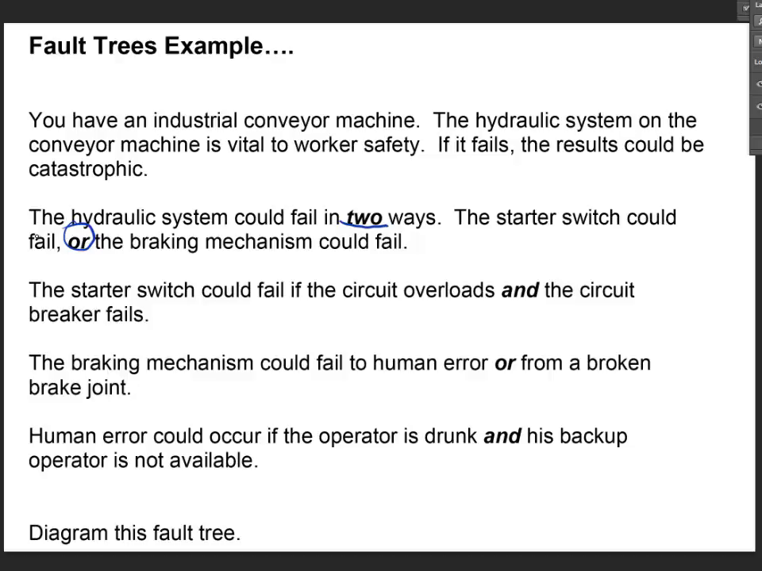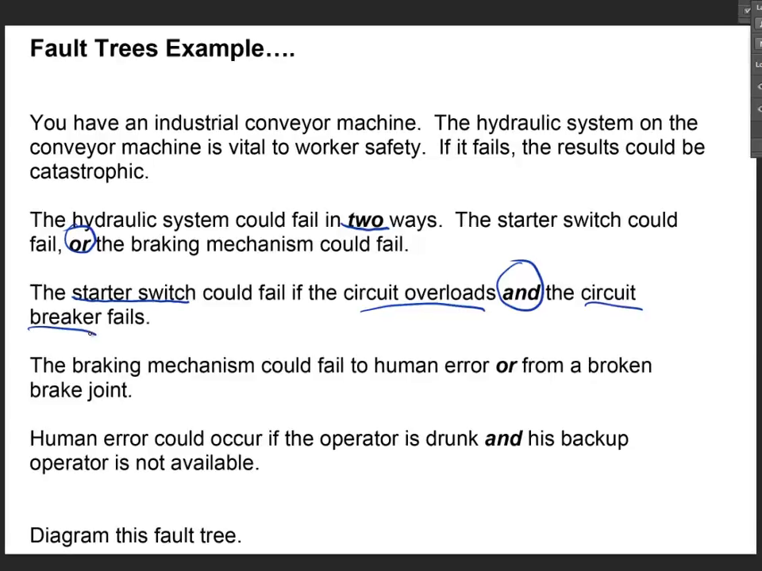All right, so now let's look at each of these components. The starter switch could fail if the circuit overloads and the circuit breaker fails. So we're talking now about the starter switch, and it could fail in two ways, but these two events, the circuit overload and the circuit breaker, those both have to fail together. Okay, now let's look at the braking mechanism. The braking mechanism could fail due to human error or from a broken brake joint.